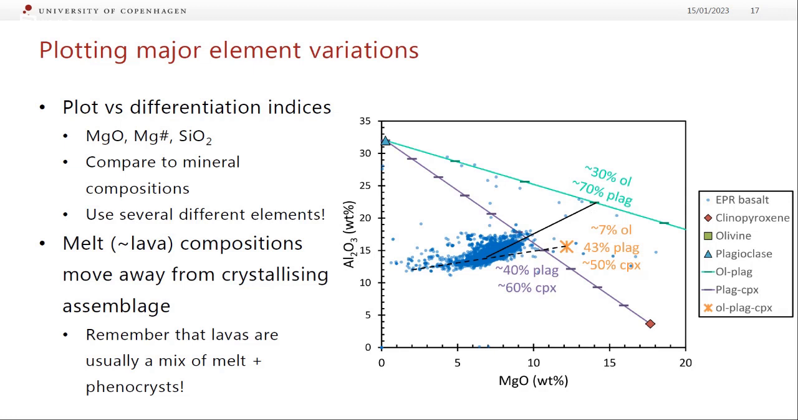These diagrams often have quite a bit of mess or scatter in them because lavas are not pure melts. They're mixtures of melt and phenocryst, and there's potentially other processes going on, like we might not have a single parental melt that everything's crystallizing from. In this example, it's the whole East Pacific Rise, so thousands of kilometers of mid-ocean ridge, and it actually fits pretty well to these crystallizing assemblages, but we can still see a lot of scatter in it.